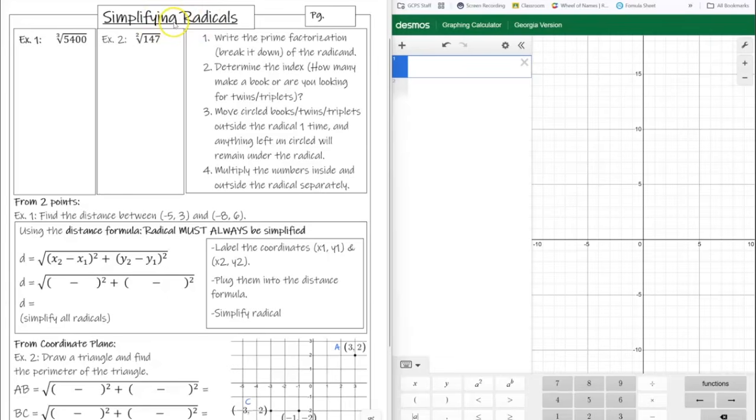All right, before we start this unit, we have to go back in time and review how to simplify radicals. I'm going to do example 1. You're going to do example 2.